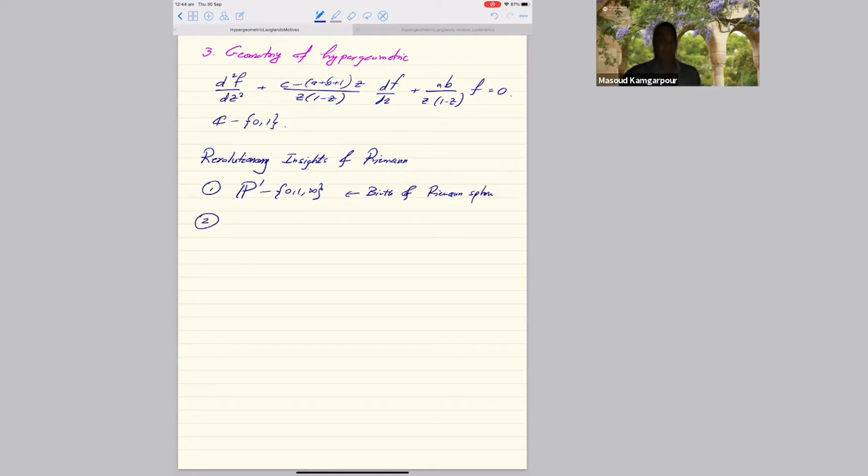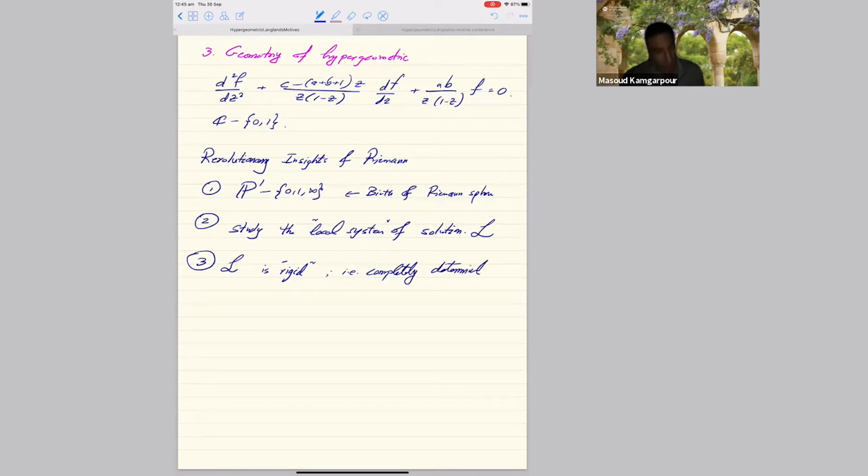Secondly, Riemann advocated that we should study the local system of solutions to this differential equation as a geometric object over this punctured Riemann sphere. And this is the birth of the notion of local system. Thirdly, let's call this local system L, and Riemann proved that L is rigid. This was also a key notion. He didn't call it rigid, we now call it rigid. What that means is that it is completely determined by local monodromy at 0, 1, and infinity.